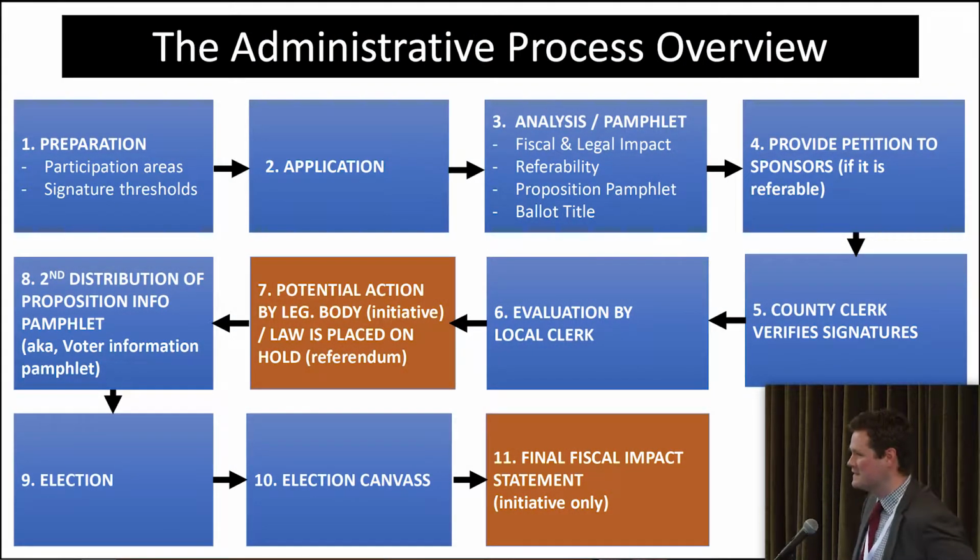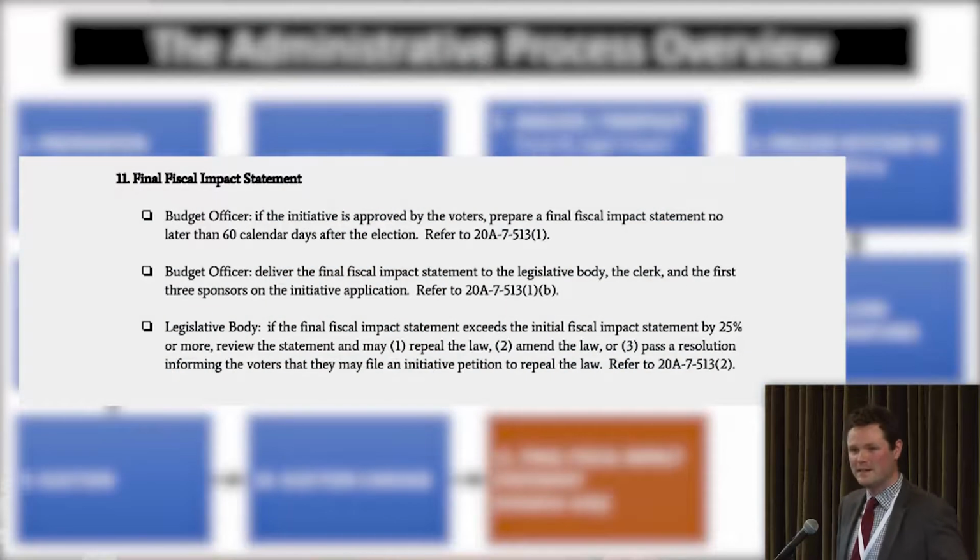One last thing, and this is not the case for referenda, but it is for initiatives. For initiatives, the budget officer will conduct one last fiscal impact estimate. Now, if the estimate exceeds a certain threshold from the initial estimate in step 3, the local legislative body has a couple options. They can amend it, they can repeal it, or they can notify the voters that they can file another initiative to change it. So that's an interesting thing.